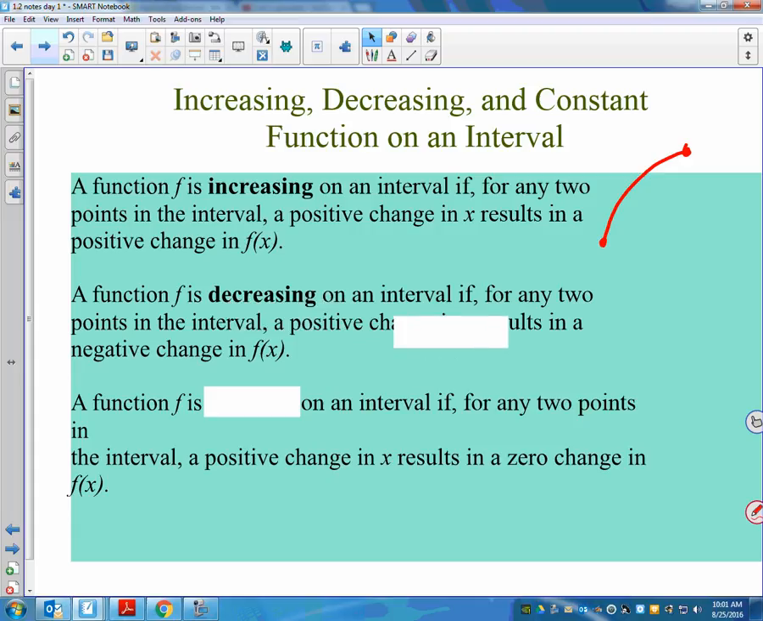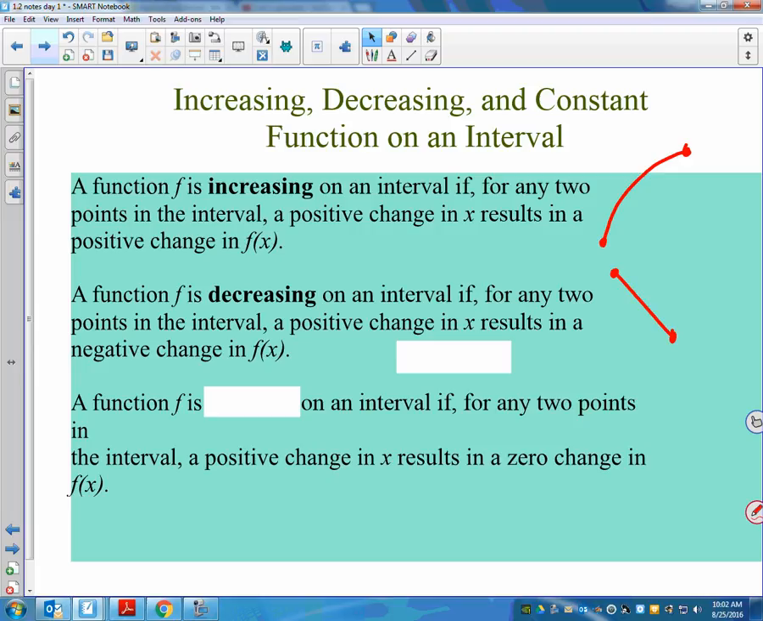A function is decreasing on an interval if for any two points in that interval, a positive change in x results in a negative change in y, or f of x. Which means as x is getting bigger, y is actually getting smaller. You could even think linear here if you want, a linear function that's decreasing. As x moves to the right, the y values are getting smaller. Or again, reading left to right, it looks like you're going down that hill.